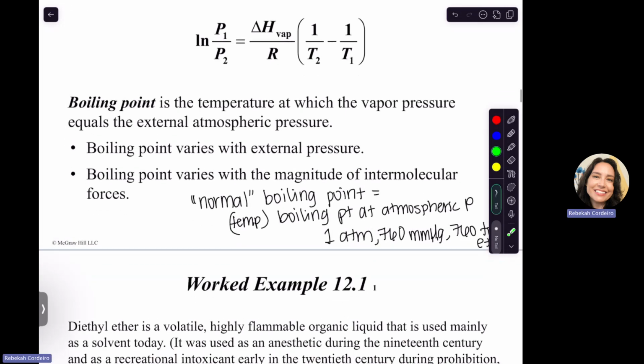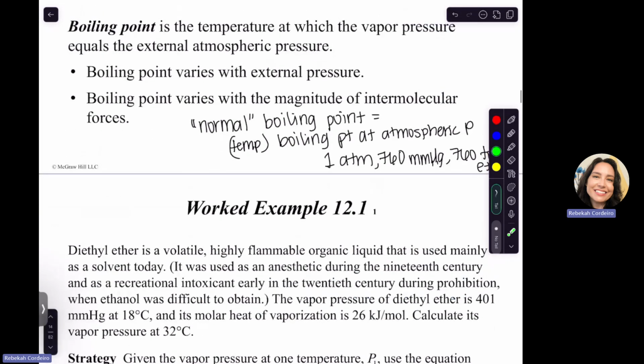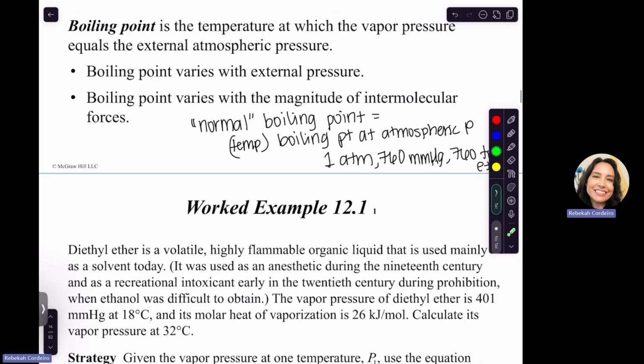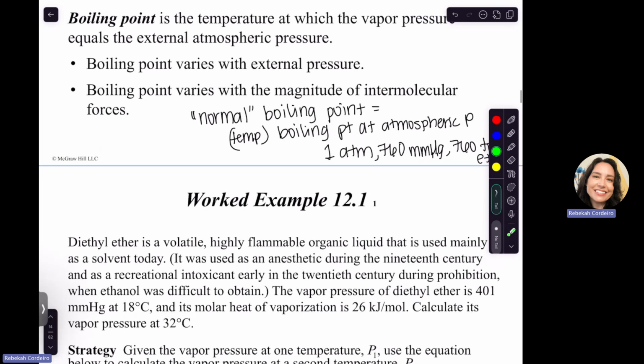So let's use this equation. Here is a worked example. I'm going to put it at the bottom here, so hopefully you can see that. For diethyl ether, I'm giving you the vapor pressure at a certain temperature and the heat of vaporization. I want to know what the vapor pressure is at 32 C. So pause it, try it, and come back.